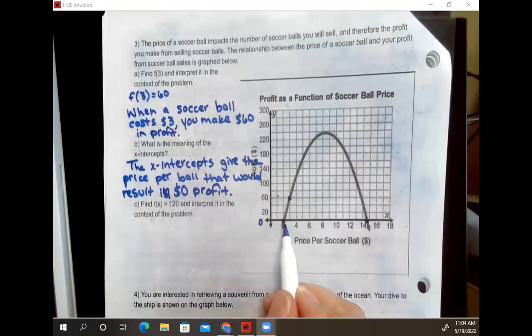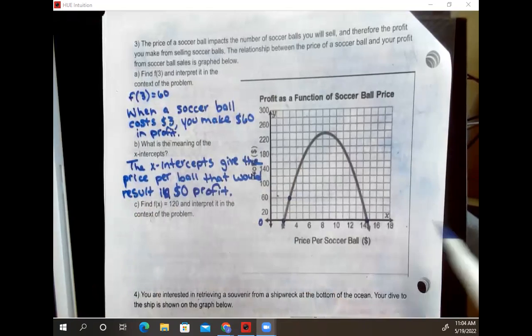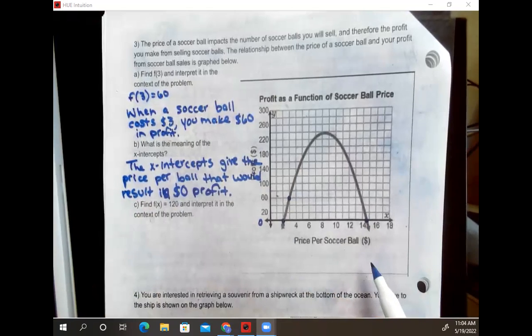On the low end, that probably means that we're selling our soccer balls at cost. So we sell them for what it costs us to make them. At the high end, that probably means we've priced our soccer balls so high that we're not selling any, or we're selling so few that it just covers the cost of producing them in the first place.